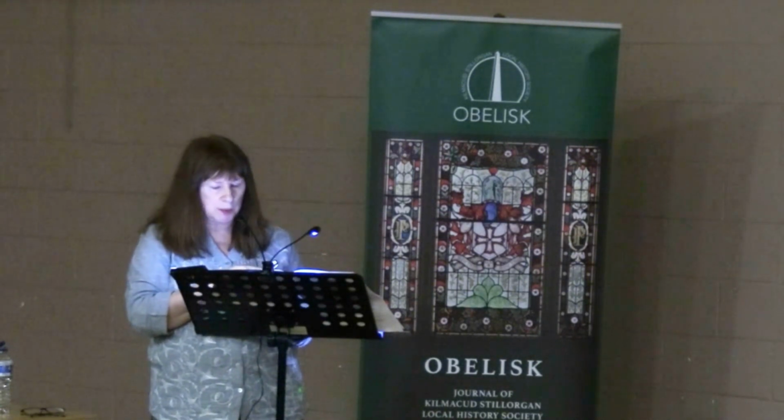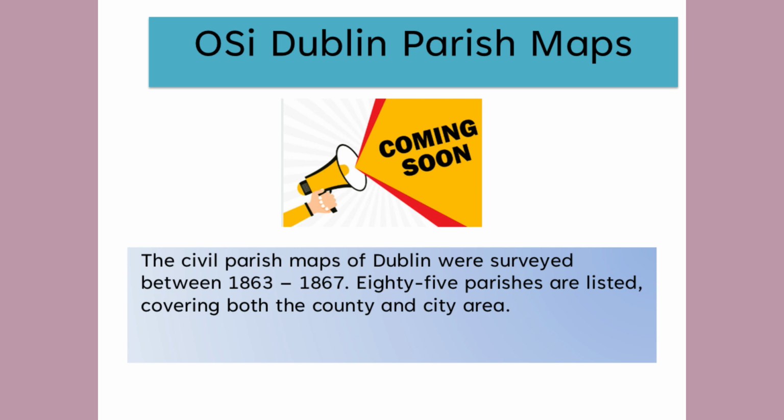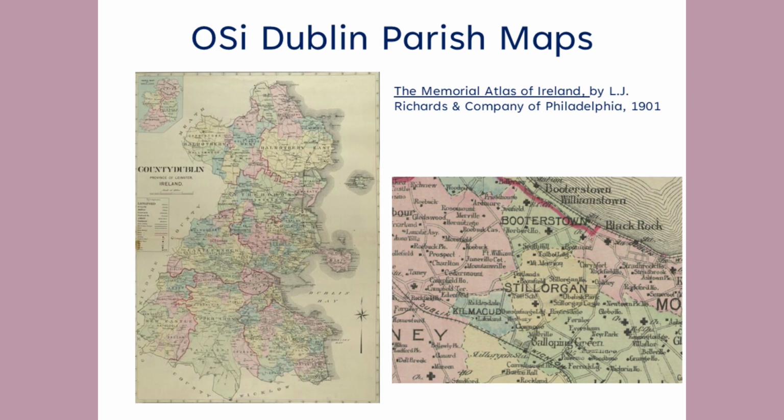And these are the Dublin parish maps for 85 parishes surveyed between 1863 and 1867. The Memorial Atlas of Ireland, which is online, shows the whole county with the parishes all in different colours and all named. And you can zoom in on that map and then see exactly where your parish ends and begins and what parish you should be looking at.